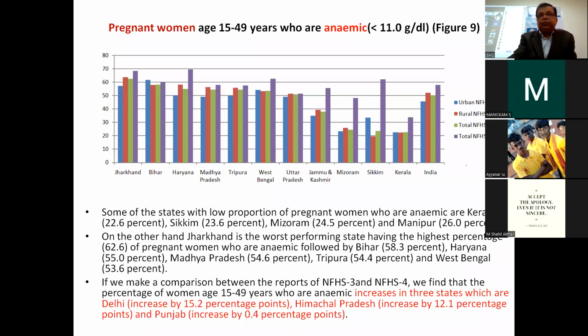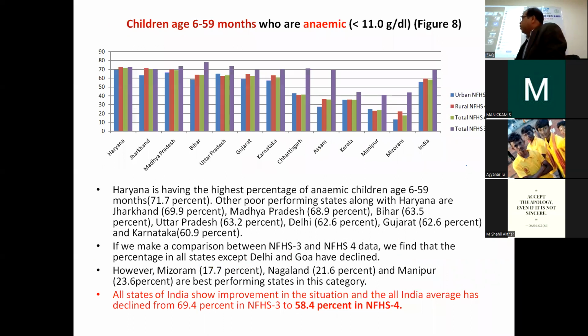Then we come to a very important component, children aged 6 to 59 months who are anemic. Now, anemia, right? Almost 70% of children are anemic. Now, what are we talking about? The public health concern when the majority of the children are anemic. That is a clear-cut indication of the level of nutrition or malnutrition prevailing in the country.